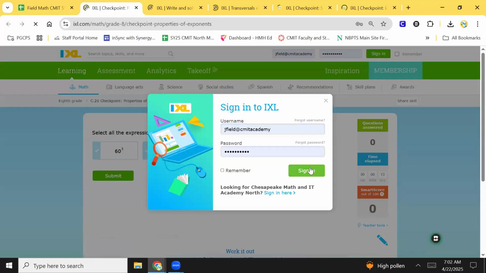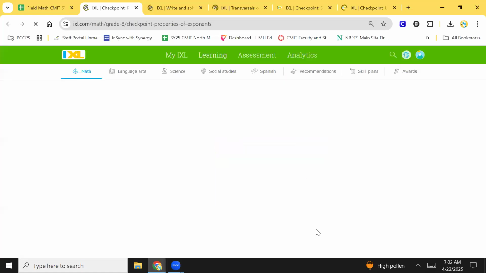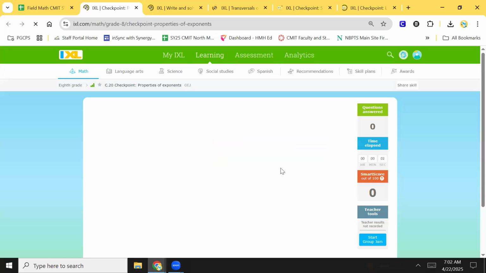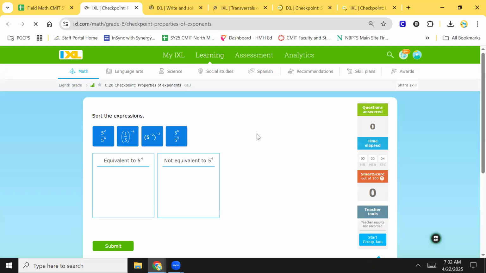Sign in. Make sure you sign in. I don't want you to start working and lose all that progress. How many people have done that? Okay, so let's talk about properties of exponents.